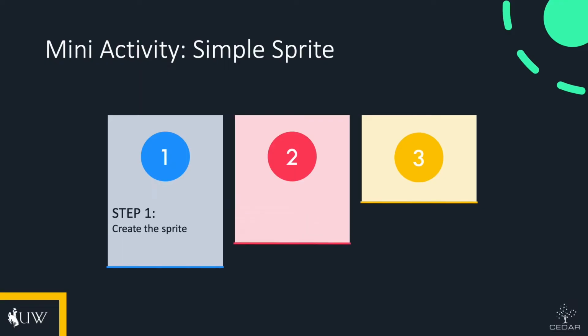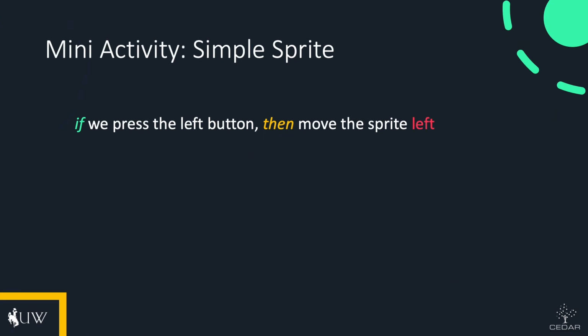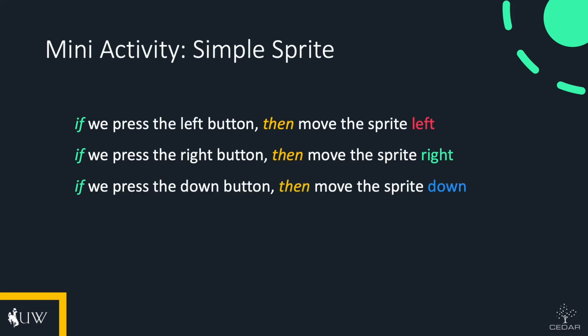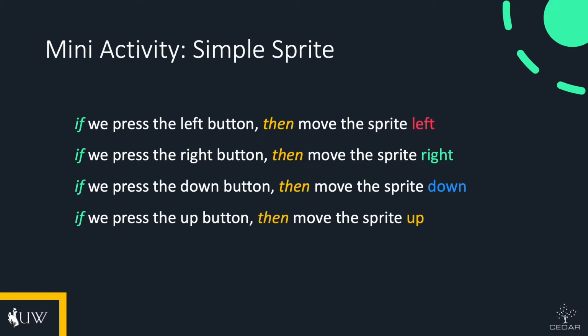Step 2, get the sprite moving. Let's take a moment to think about what we want our program to do. If we press the left button, then move the sprite left. If we press the right button, then move the sprite right. If we press the down button, move the sprite down. And if we press the up button, we want the sprite to go up. If you're starting to think we need an if block, you're right.